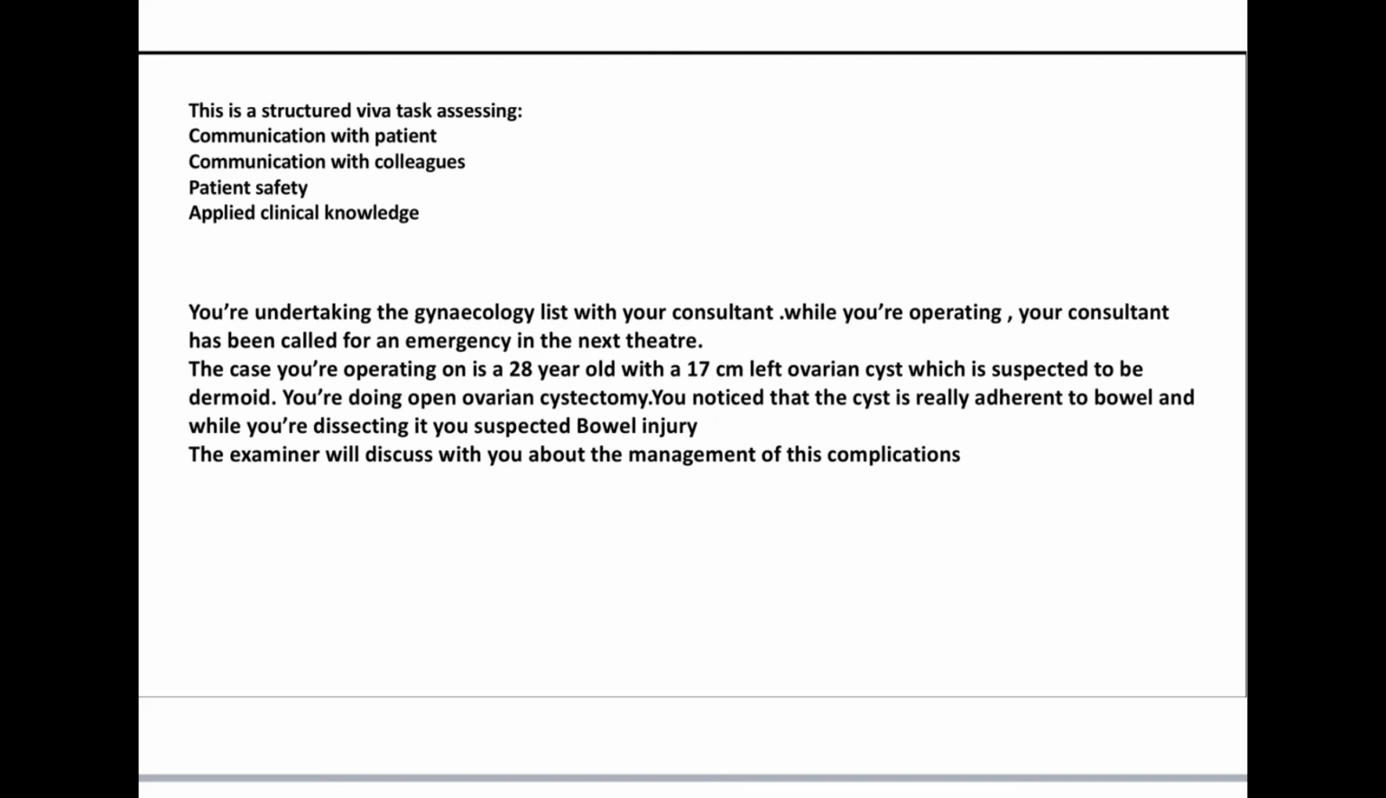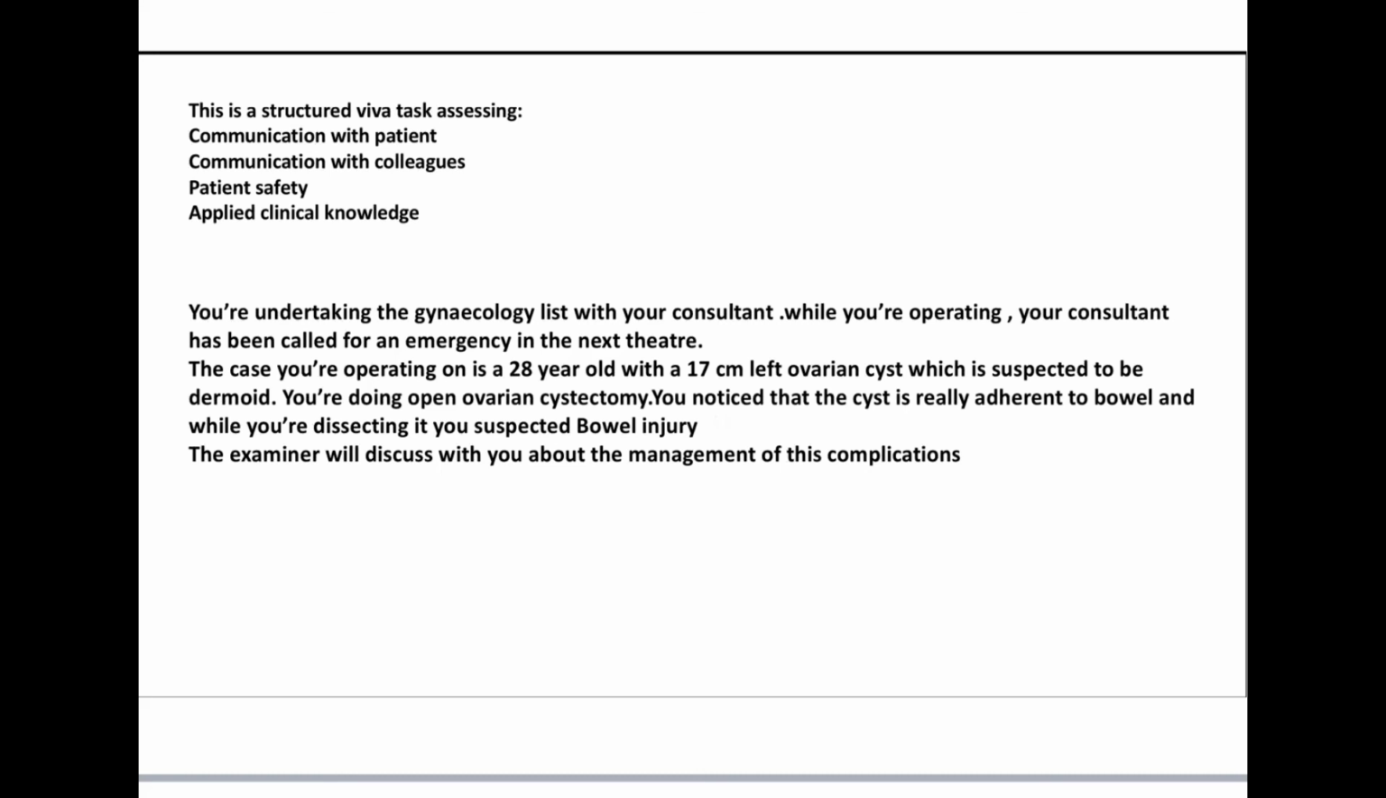Okay, so what went well in this case? What went well is that we recognized the injury intraoperatively. So it's very, very important to reduce the morbidity and mortality, because if it is missed in theater, the patient will suffer from signs of septicemia and septic shock, and sometimes the mortality rate may be high in this situation.